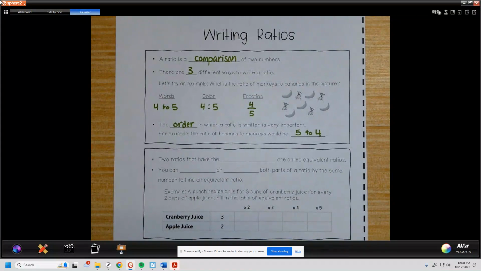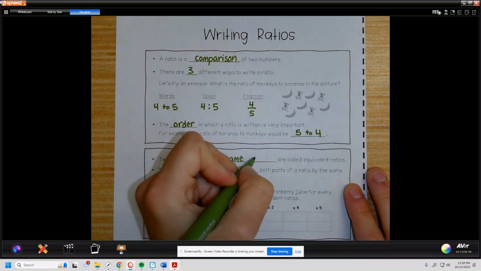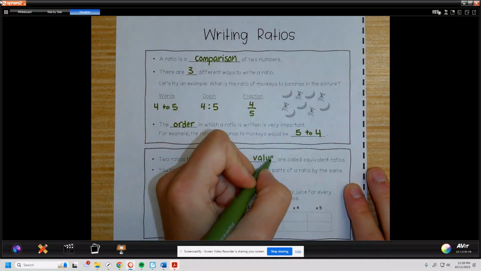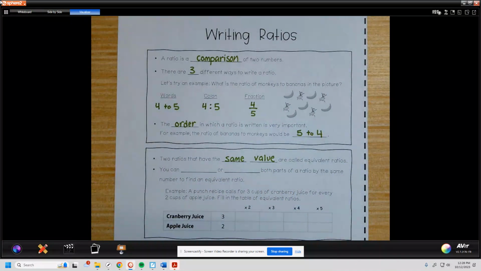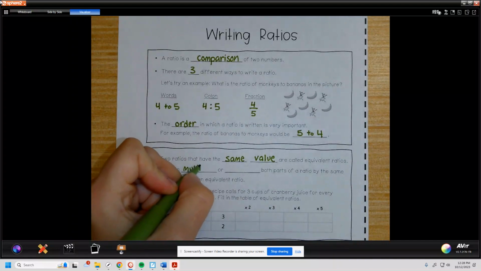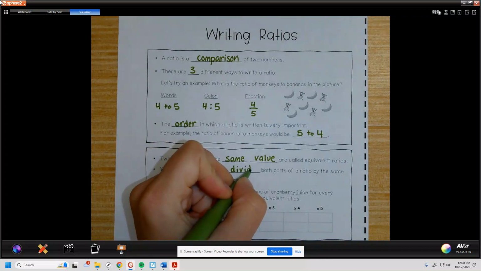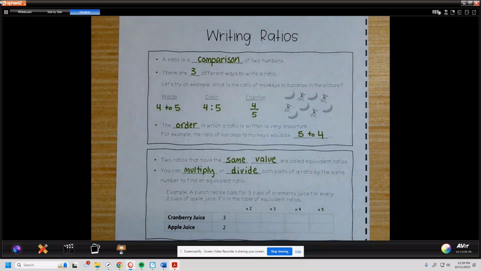Okay, so two ratios that have the same value are called equivalent ratios. You guys should know the word equivalent means the same or equal. And you can multiply or divide both parts of a ratio by the same number to find an equivalent ratio. So it's basically like equivalent fractions.